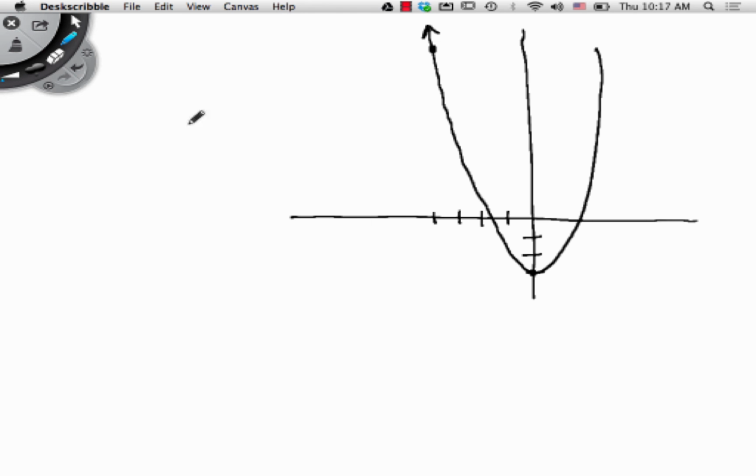So here's negative 4. If I approach negative 4 from the left, the ordered pairs are going to go in this direction. So what are they approaching? 13. As I approach negative 4 from the right, the ordered pairs are now going this way. What are they approaching? 13. Okay. So they approach 13 from both the left and the right. That's the same number, isn't it? So the limit exists.